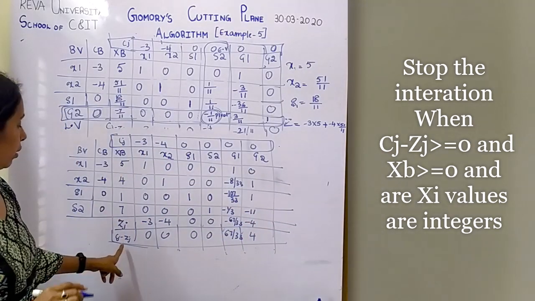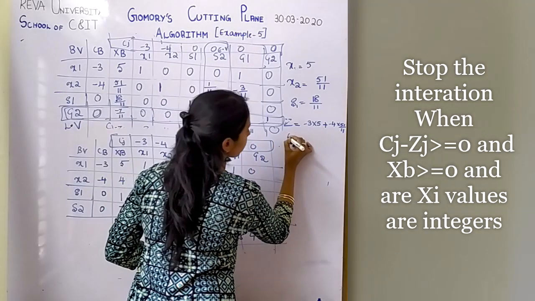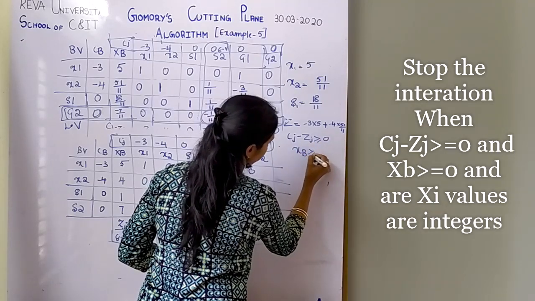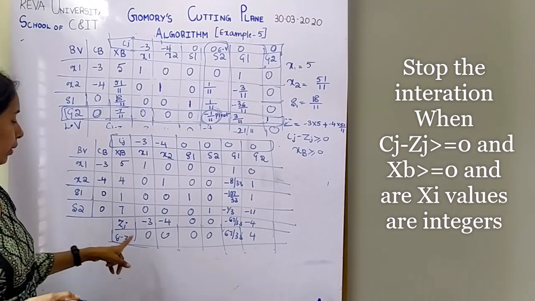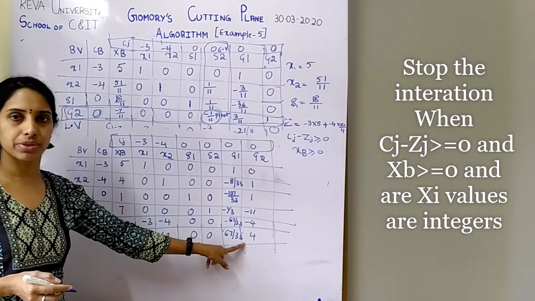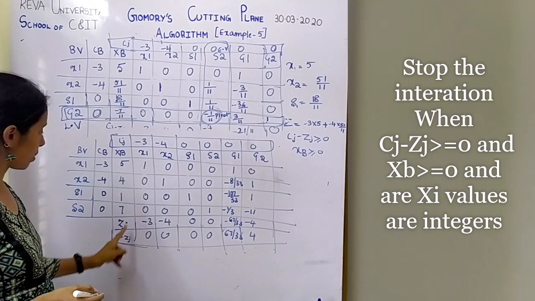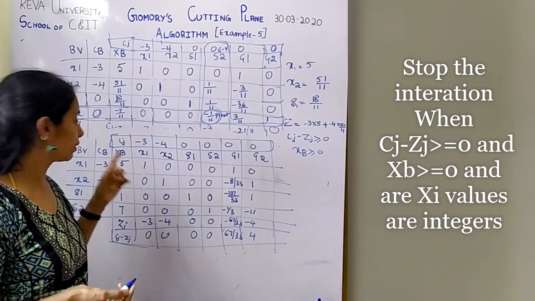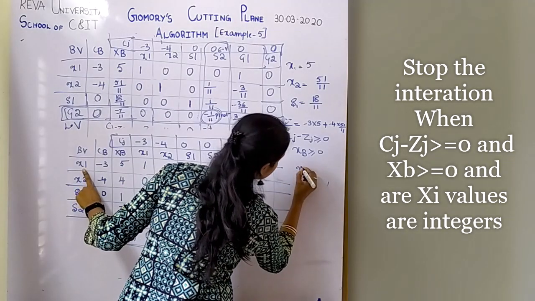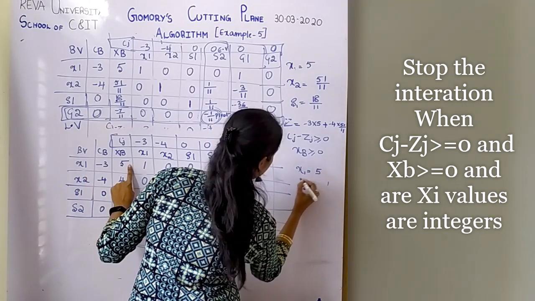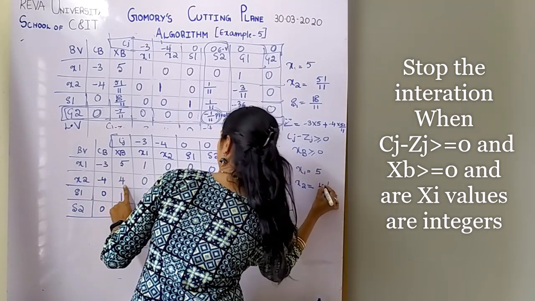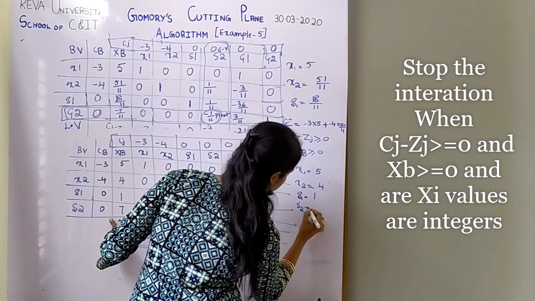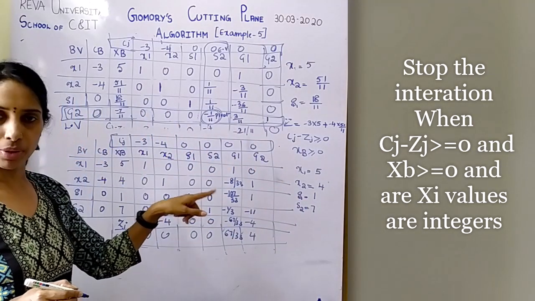Now, check the optimality condition. What is the optimality condition? Cj minus Zj should be greater than or equal to 0 and xb should be positive. All should be greater than or equal to 0. So here all the values are positive, and here also if you see xb, all the values are positive. Stop the iterations and note down the values of x1, x2. So x1 value here is 5, x2 value here is 4, s1 value is 1, s2 is 7. Correct? All are positive here.